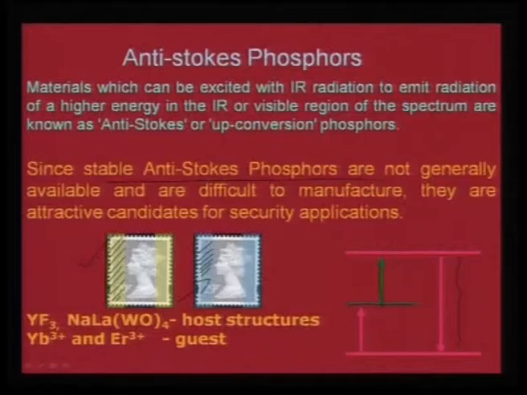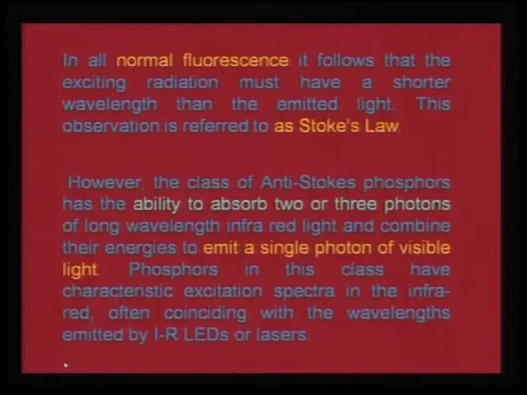Since stable anti-Stokes phosphors are not generally available and are difficult to manufacture, they are attractive candidates for security applications. One or two examples of that are yttrium fluoride and sodium lanthanum tungstate. These are very critical to prepare. People who want to dupe can't easily make it. Therefore, these are special chemicals which have a controlled emission, and these are also called anti-Stokes phosphors.